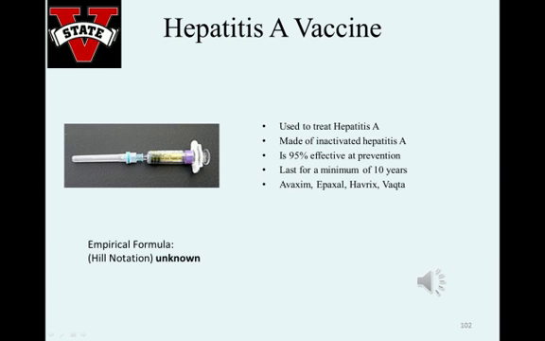The hepatitis A vaccine is used to treat hepatitis A. It's made out of inactivated hepatitis A virus. It is 95% effective at prevention, and it lasts for 10 years.